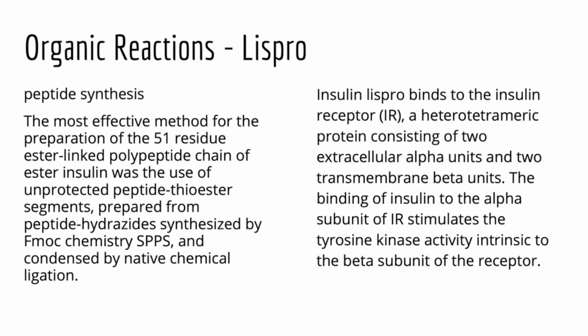So insulin Lispro binds to the insulin receptor, IR, a heterotetrameric protein consisting of 2 extracellular alpha units and 2 transmembrane beta units. The binding of insulin to the alpha subunit of the IR stimulates the tyrosine kinase activity intrinsic to the beta unit, the beta subunit of the receptor.